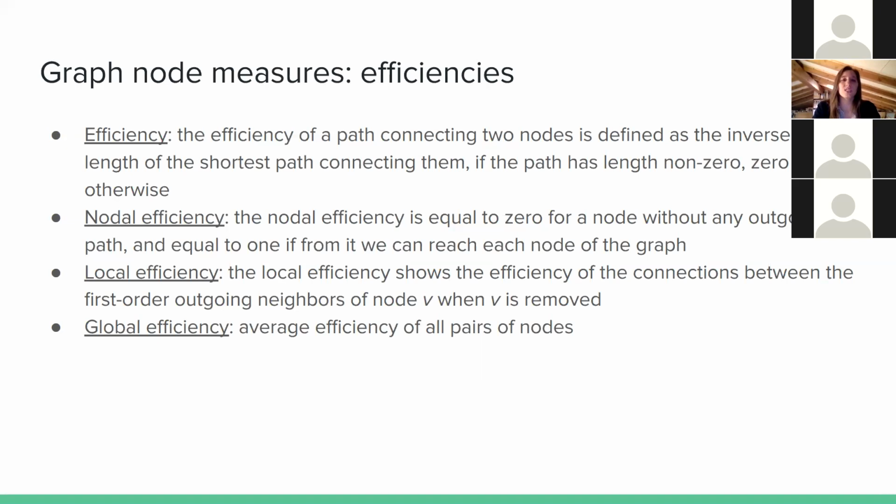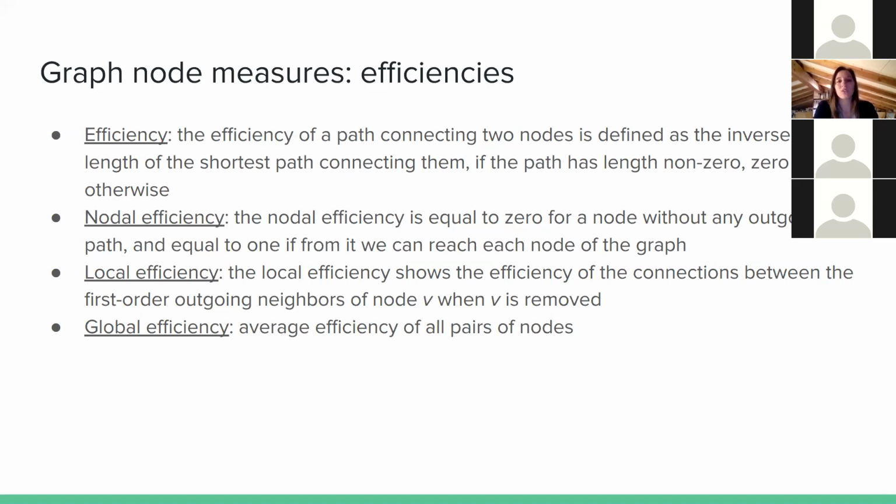Nodal efficiency is really a close friend of the efficiency, just it is an average for a fixed starting point of the path, so you have an average for all the outgoing paths. Local efficiency is another. Global efficiency, for example, is just a number. It gives you the average total efficiency of the pairs of nodes.